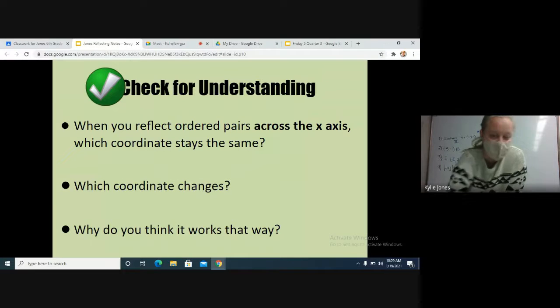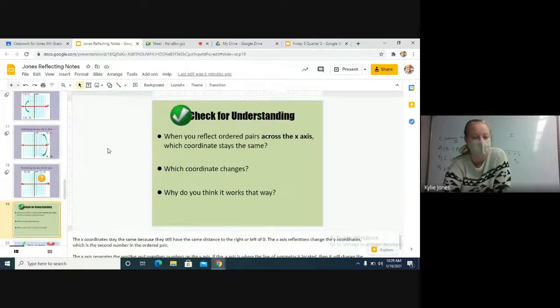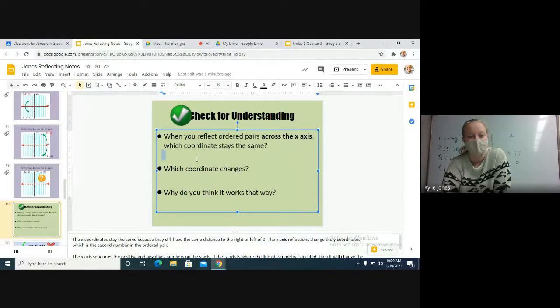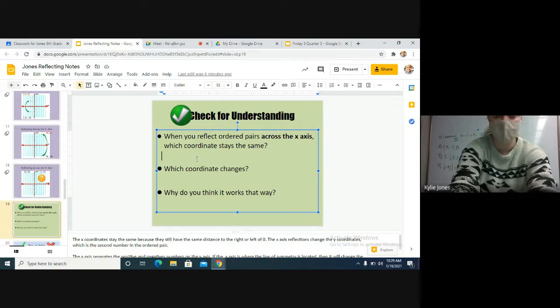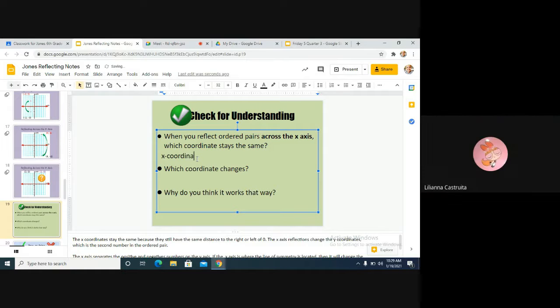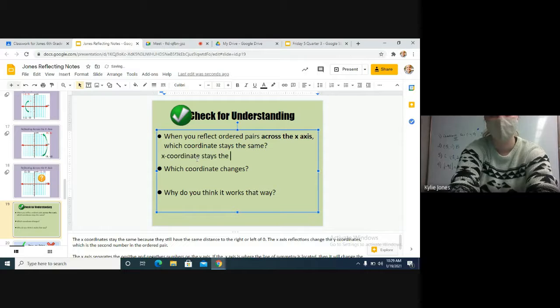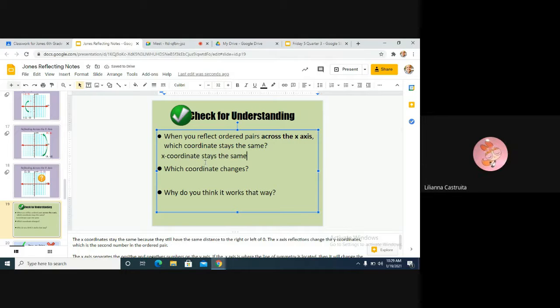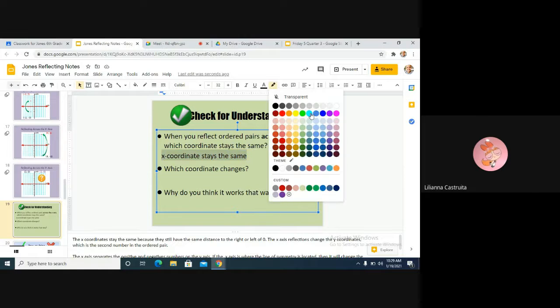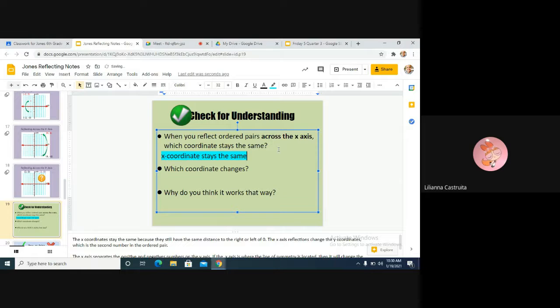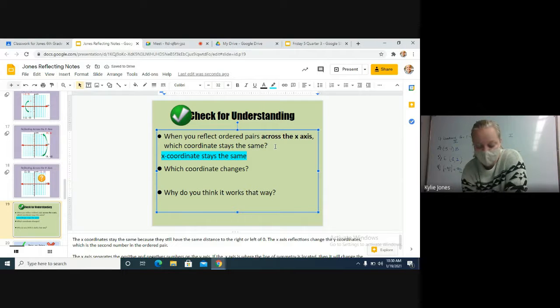Okay, let's go ahead and do these check for understandings on this. We're on slide number 19. Okay, slide 19. When you reflect ordered pairs across the x-axis, which coordinate stays the same? If you reflect it over the x-axis, the x coordinate stays the same. Okay, so our x coordinate stays the same on these ones.